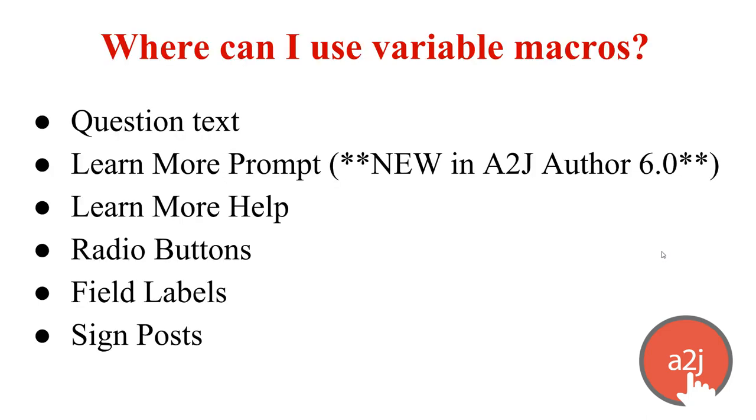You can use a variable macro in several places in an A2J guided interview. You can use it in the question text itself, the Learn More prompt, this is a new feature in A2J Author 6, in the Learn More help, so the reply that the guide avatar gives to the end user. You can use it in radio buttons, field labels, and in signposts.